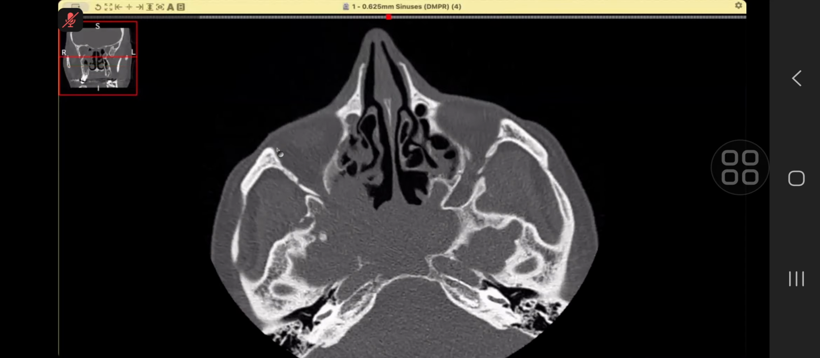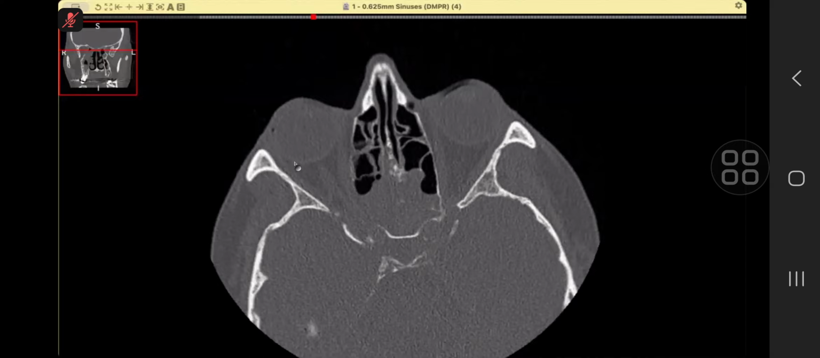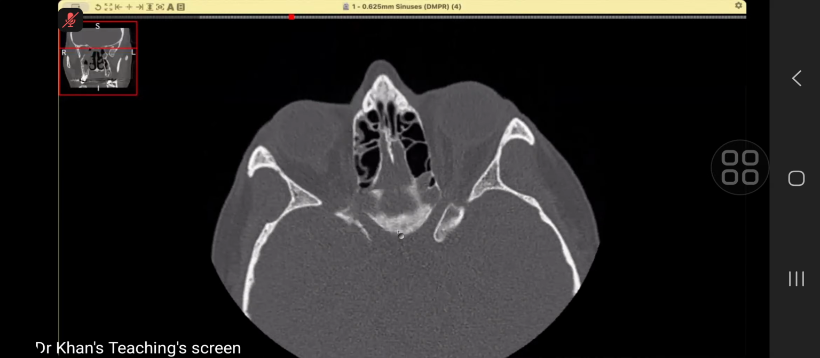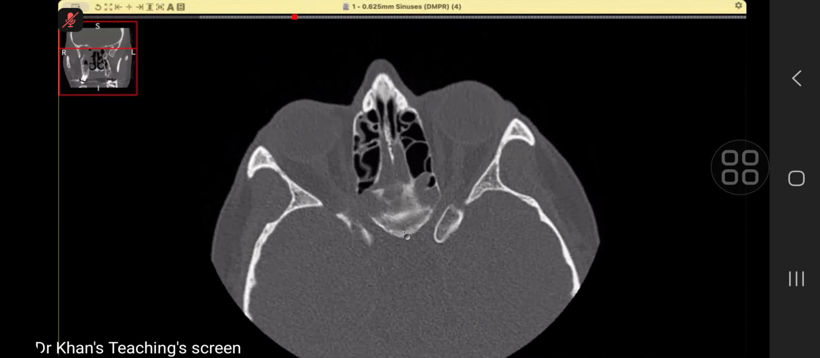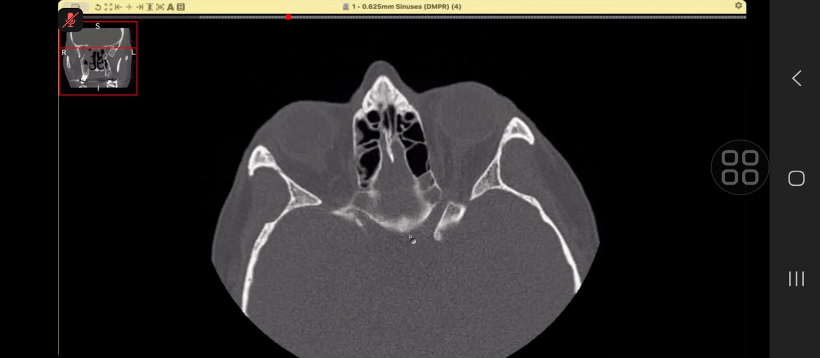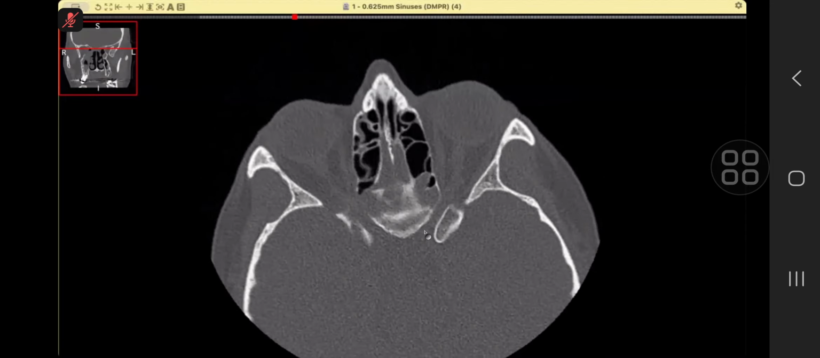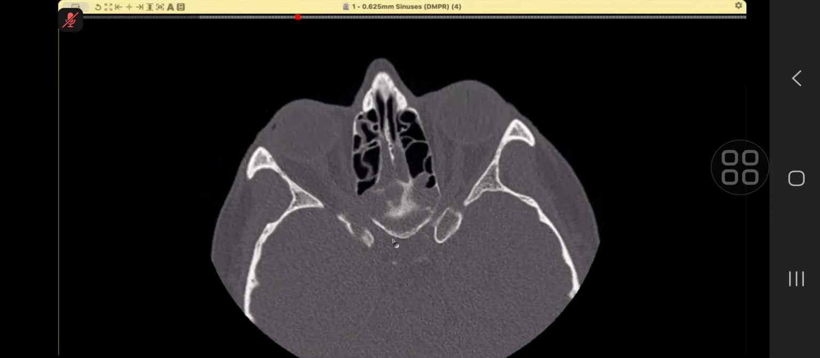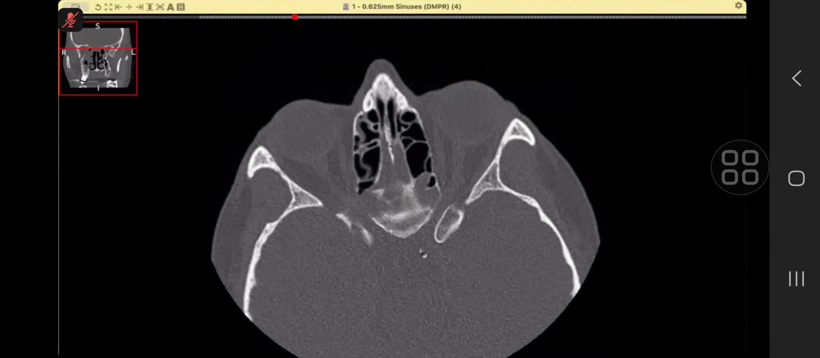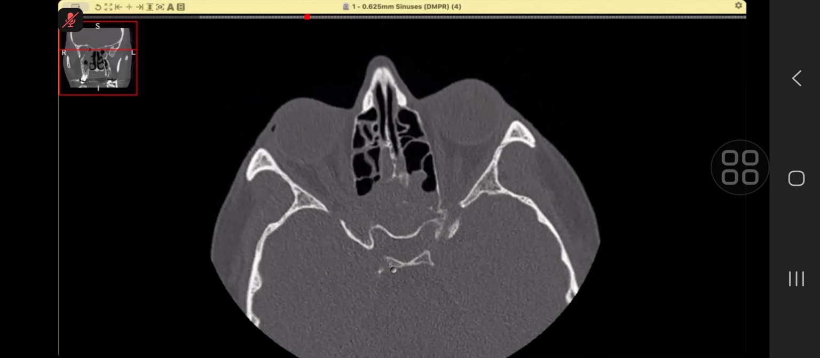So we are at the level of the suprasellar region. We can see this is the optic foramen. Actually, you can see the optic nerve here also. This is where my mouse is. So this is the sella, and these are the posterior clinoid processes.